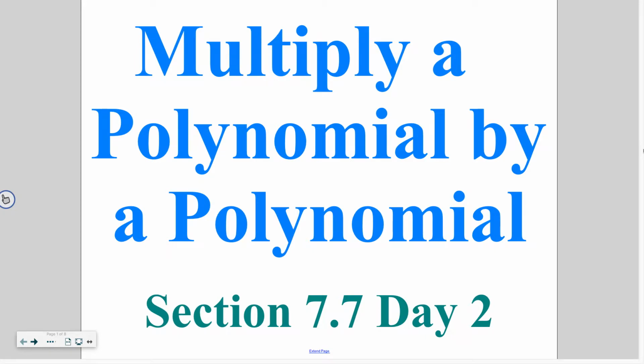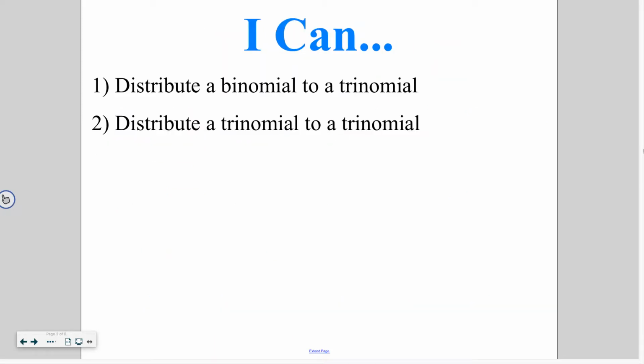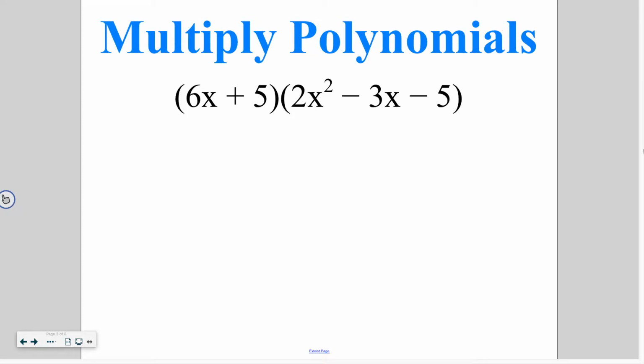Hello class, today we're going to do day 2 of section 7.7, which is talking about multiplying a polynomial with a polynomial. By the end of the lesson, you'll be able to multiply binomials with trinomials and trinomials with trinomials. So we're going to start with the binomial and the trinomial.